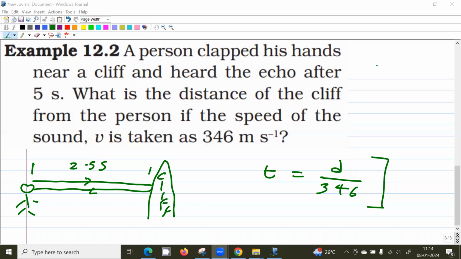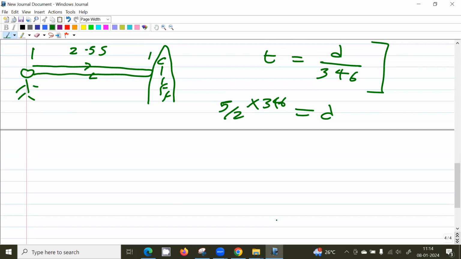Okay. So from this, I can find the distance. Because time is 2.5 seconds. So 2.5 is nothing but 5 by 2 into 346.